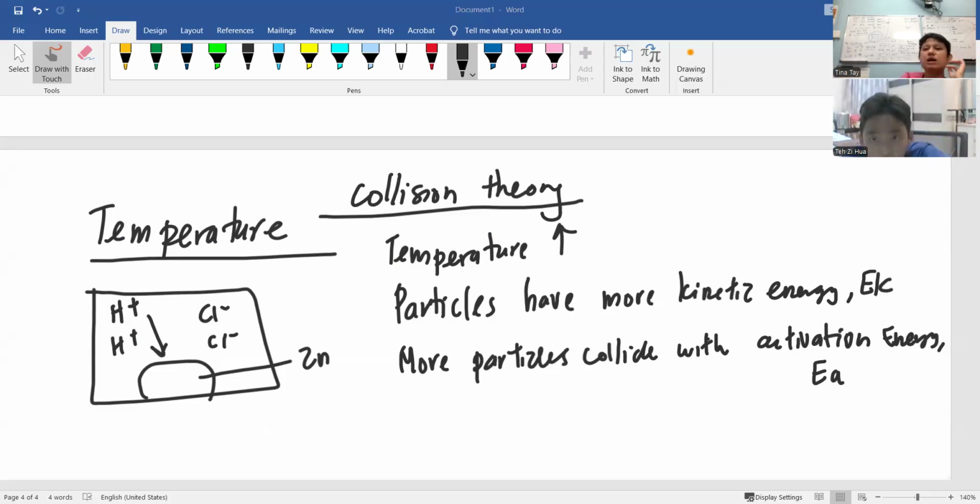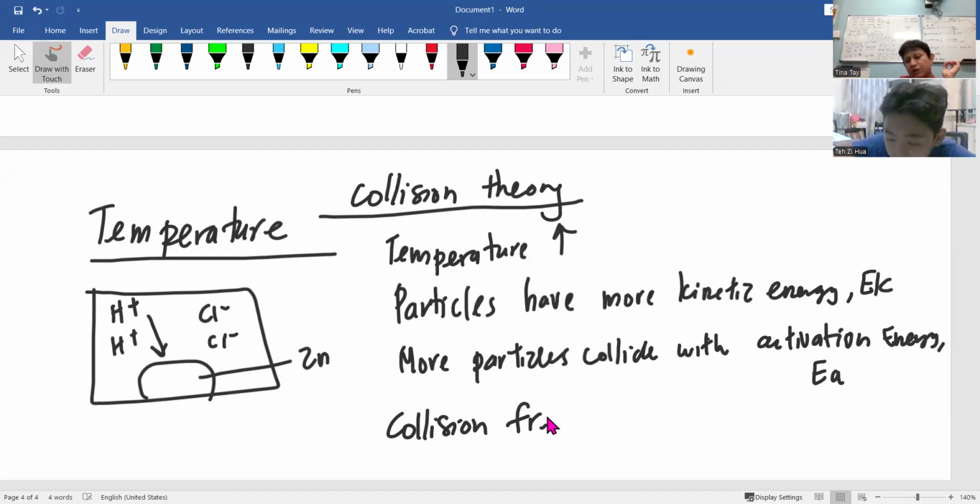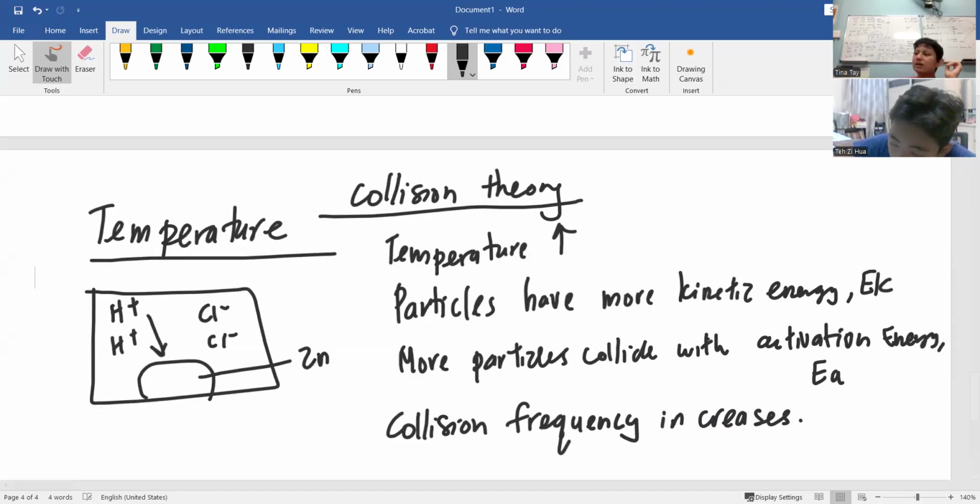So the more times they collide, are the chances of reacting higher or lower? Higher. So the more often they collide, it's called collision frequency increases. Frequency means how often.